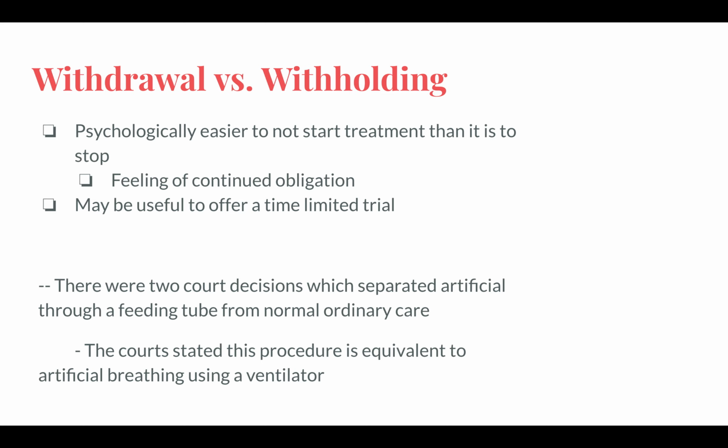They do offer that sometimes it can be useful to offer a limited time trial if this is something that family is concerned about. So maybe stating we provide the patient tube feeds for the next 2 months or 3 months, and if the patient doesn't have any reasonable success, then that's when they decide to withdraw tube feeding. So that can sometimes be helpful to family members to have some sort of end goal when starting this treatment if you're not sure whether or not it will help.